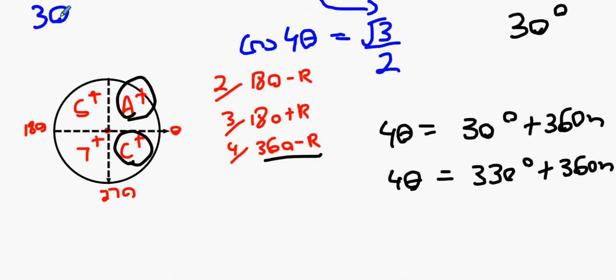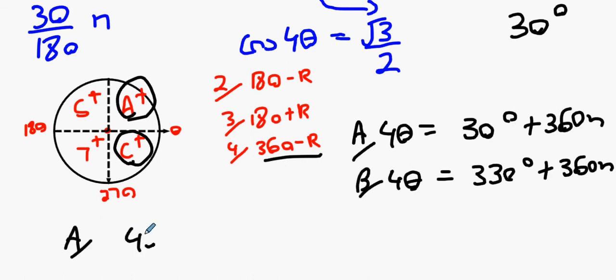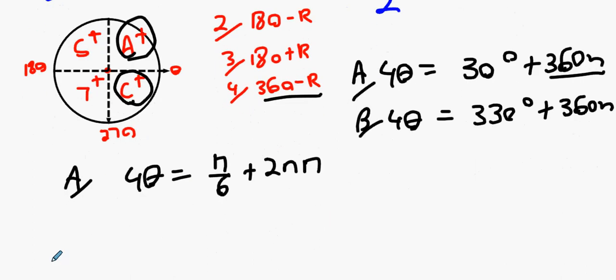Wherever your angle is, divide by 180 and add on a pi. So what's answer set A and answer set B? So we'll start with answer set A. What does that turn into? What's 30 degrees? Pi over 6. 360? So 2n pi, okay with you guys? Or 2 pi n for some people. Okay, and what about answer set B? Yeah, 11 pi over 6.